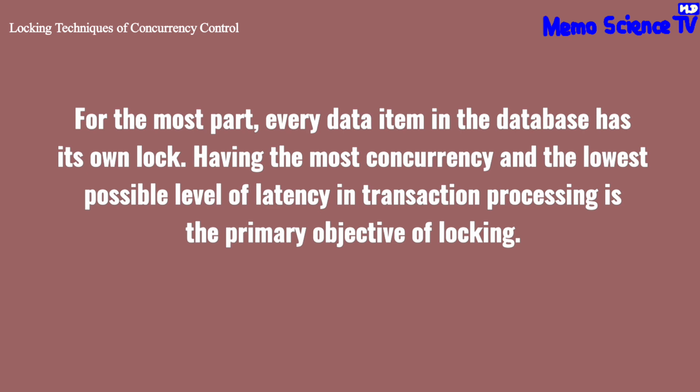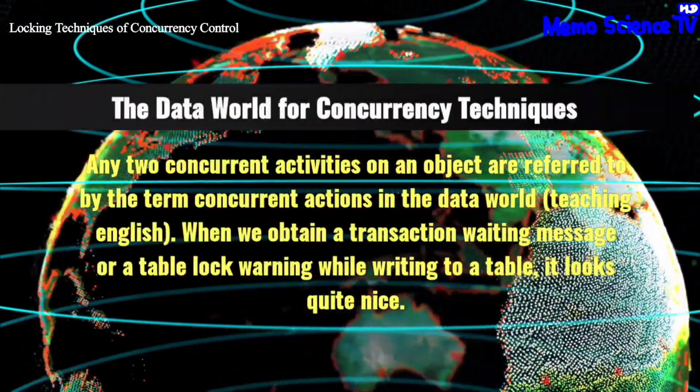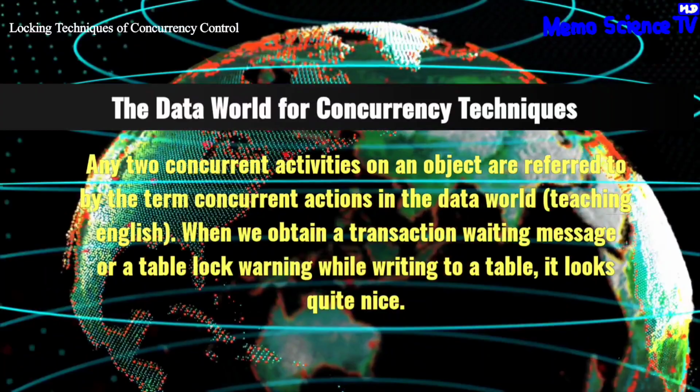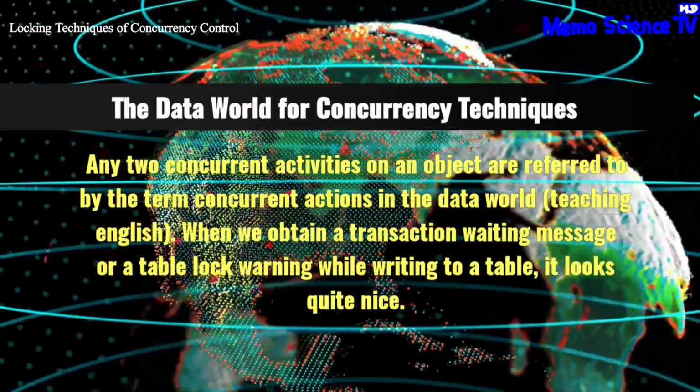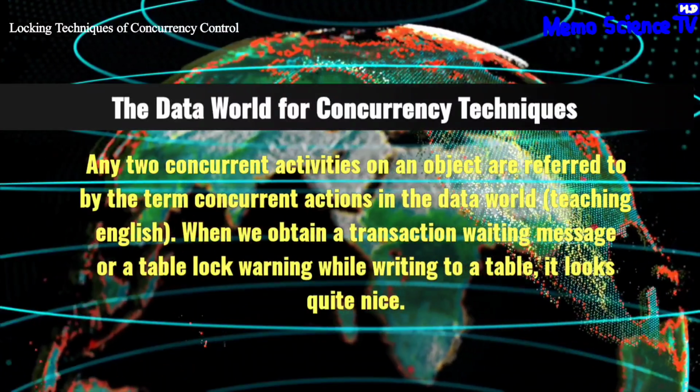For the most part, every data item in a database has its own lock. Having the most concurrency and the lowest possible level of latency in transaction processing is the primary objective of locking. Another main purpose for concurrency techniques in the data world: any two concurrent activities on an object are referred to by the term concurrent actions.